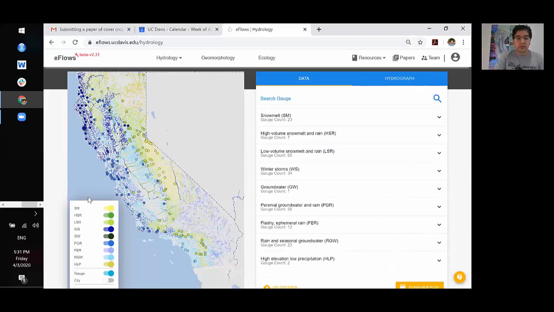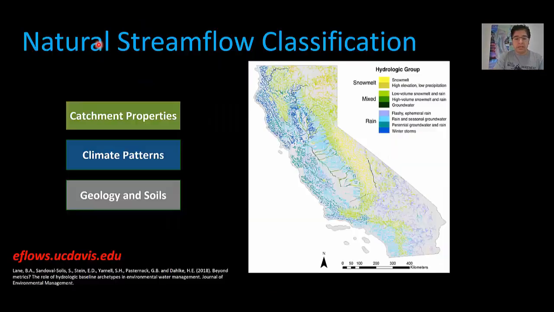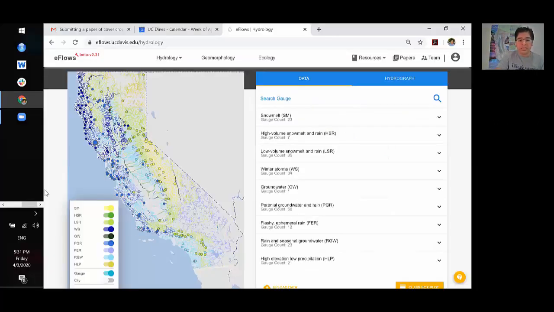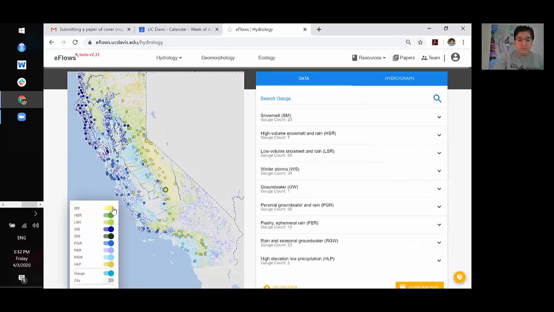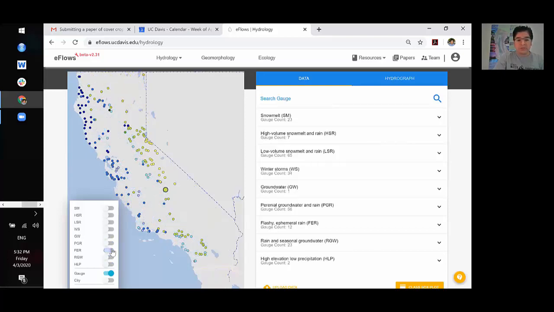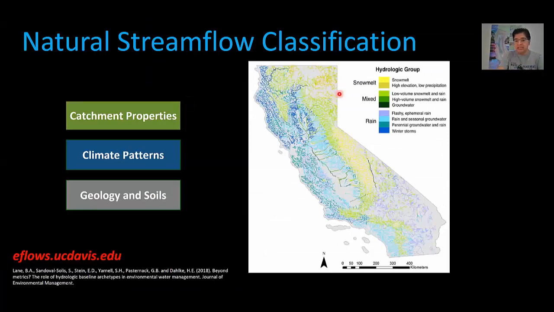Here, on eflows.ucdavis.edu, these are all the different classes, the 9 specific classes that you're seeing. All of them came because we identified 223 reference gauges and classified them, and in that classification we found these 9 different streamflow classes that were later extrapolated spatially, so you can see this pattern of streamflows throughout the state.